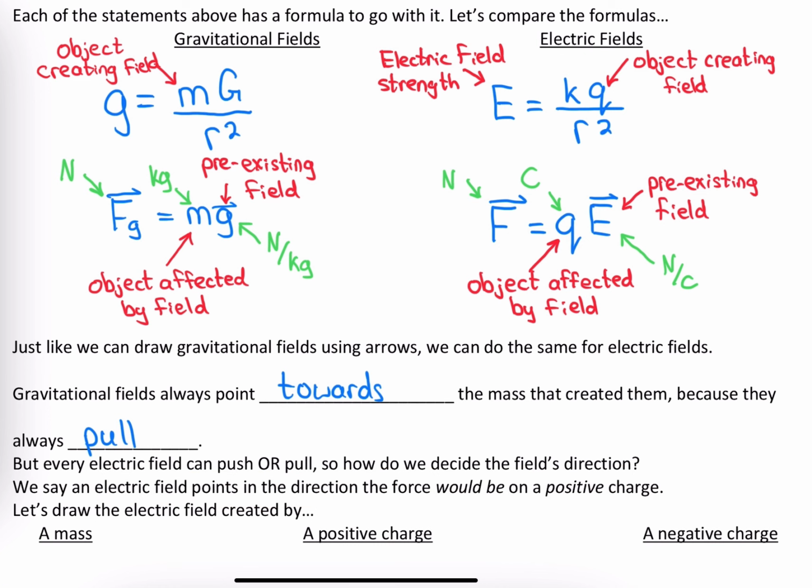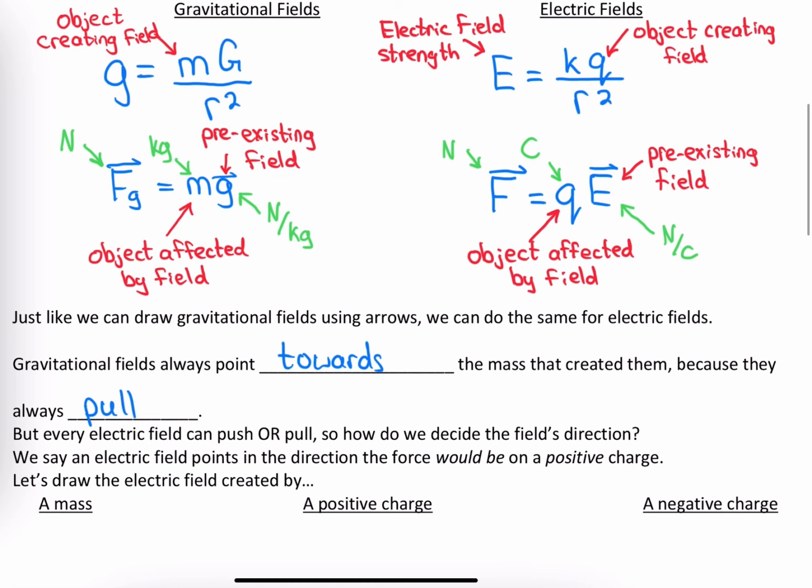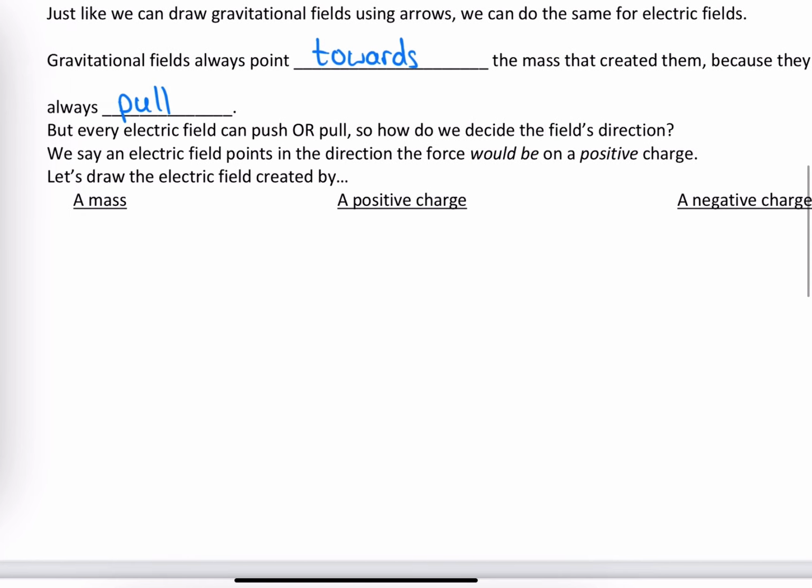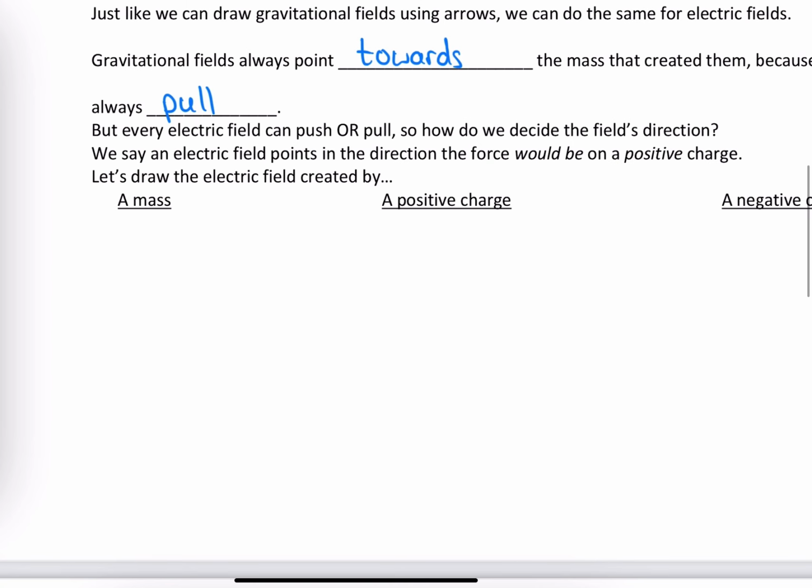So let's use that idea to draw some fields here. First of all, let's draw the gravitational field created by an object with mass. So let's say I've got an object over here. This has some mass. And we've drawn this before. The gravitational field is going to look roughly like this.